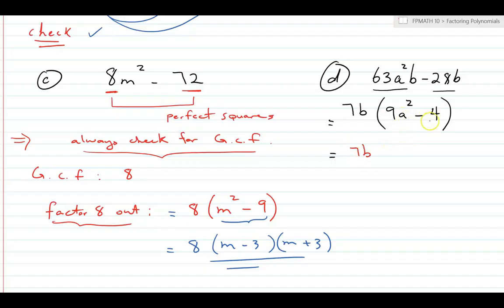Inside, 9a squared minus 4, that's a difference of squares. So now you can just go right ahead and factor using a difference of squares. And so 9a squared becomes a 3a and 3a for each of the brackets, and 4 is a perfect square as well. 2 and 2 for each of the brackets. Make sure the signs are changing. All right.